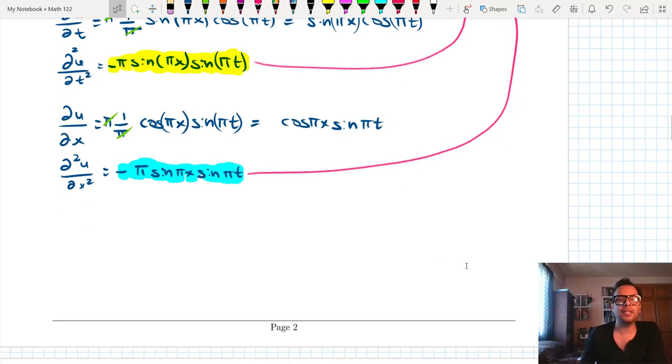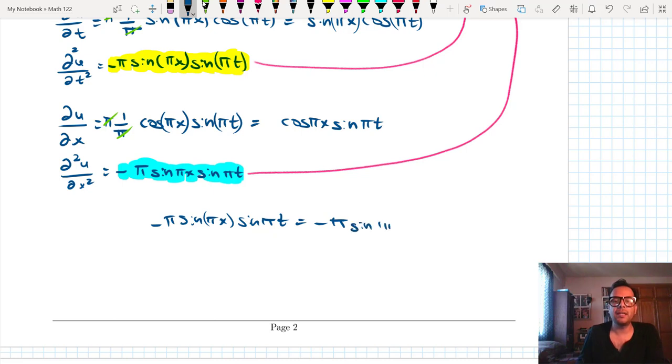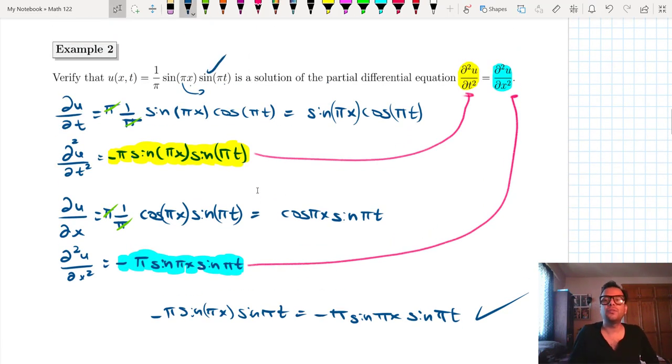And do you know it? I think it's not really hard to see that these two expressions match. Negative pi sine pi x sine pi t equals itself, negative pi sine pi x sine pi t. So this is as well a solution to this partial differential equation.